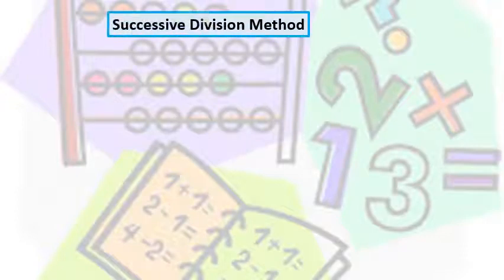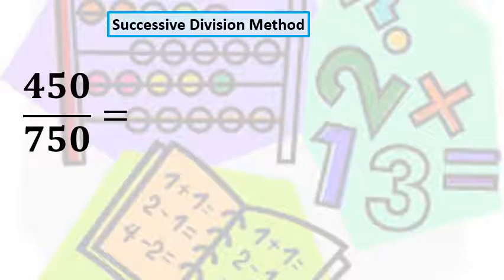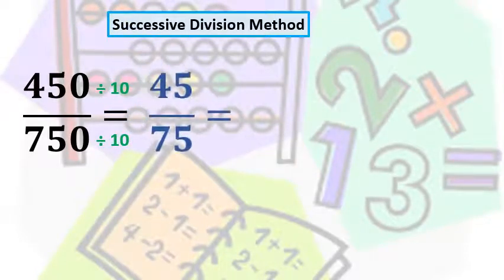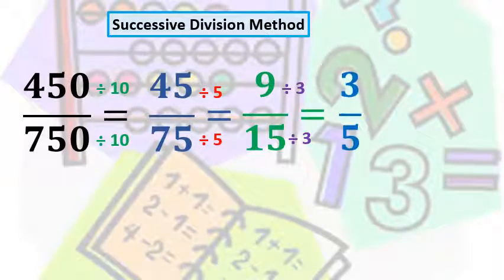The last example. So 450 over 750, both numbers are ending with a 0, so I can divide by 10, divide by 10. So 45 over 75, divide by 5, divide by 5, because both numbers are ending with a 5. So 9 over 15, divide by 3, divide by 3. The answer is 3 over 5.